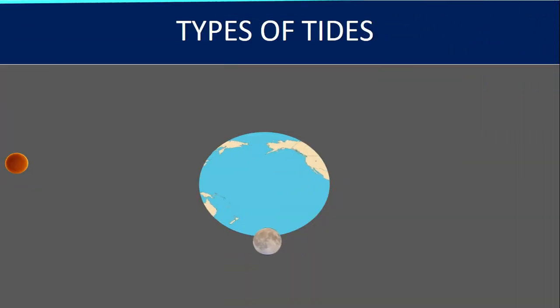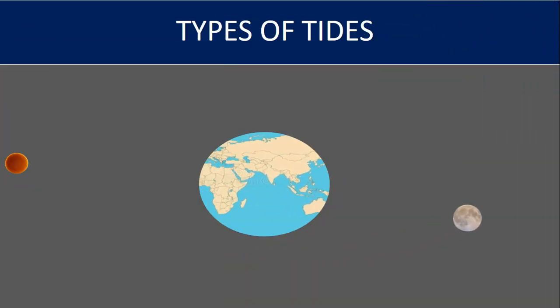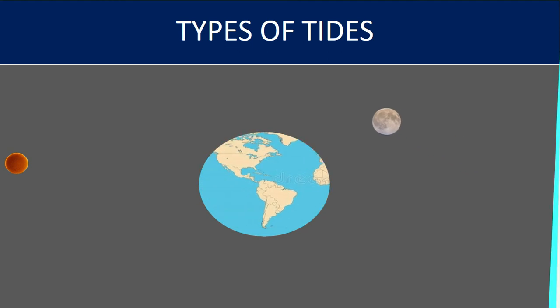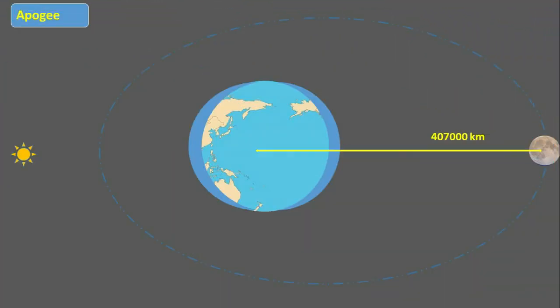Conversely, about 14 days following the perigee, the moon reaches its farthest point from the earth. During this period, there will be a decrease in the average range of tides. This is called apogee, or apogee tides.